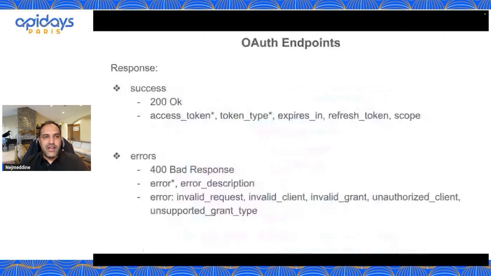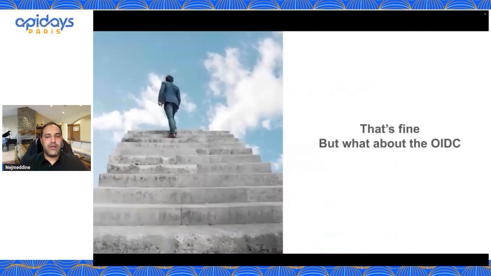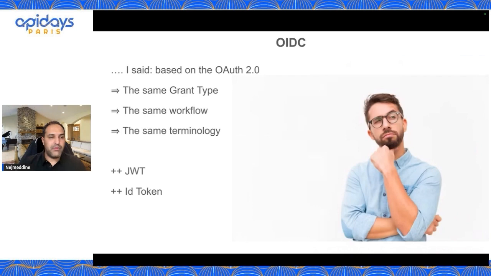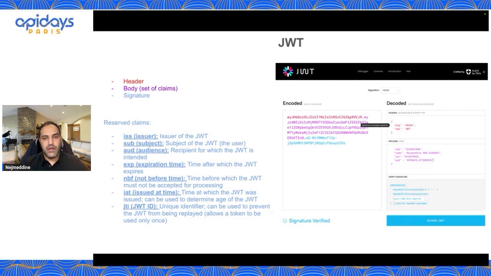I suppose that now OAuth 2 is much clearer, and now we need to know about OIDC. So quickly, OIDC is an authentication protocol based on OAuth 2, meaning you will use the same grant types, the same workflow, and the same terminology, but we'll add two extra concepts, which are JWT, or JOT, and the ID token.